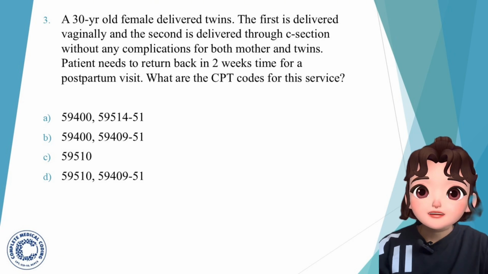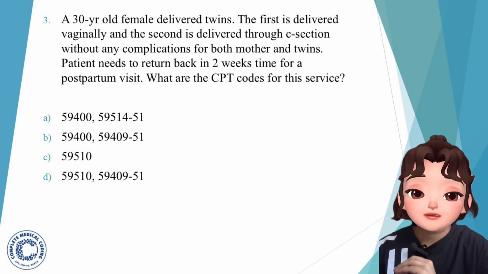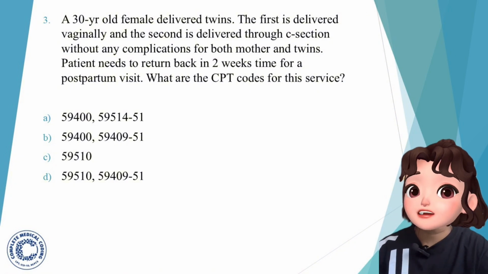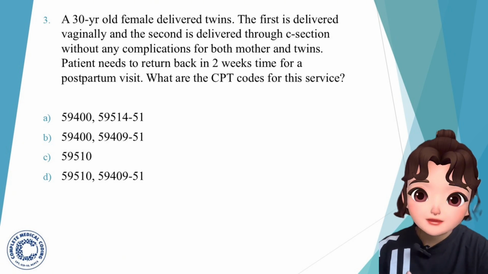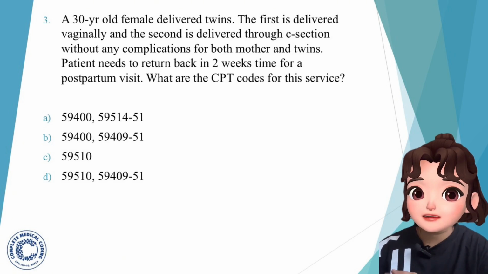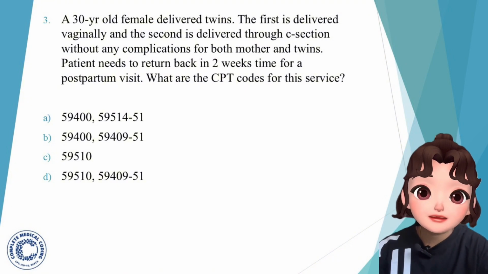So let's look into the codes one by one. As understood from the question, which is the complicated case? Cesarean delivery, right? C-section is complicated. So you have to always code for C-section as the primary CPT code, followed by vaginal delivery. And then you have to code it with modifier 51, because 51 represents multiple procedure.